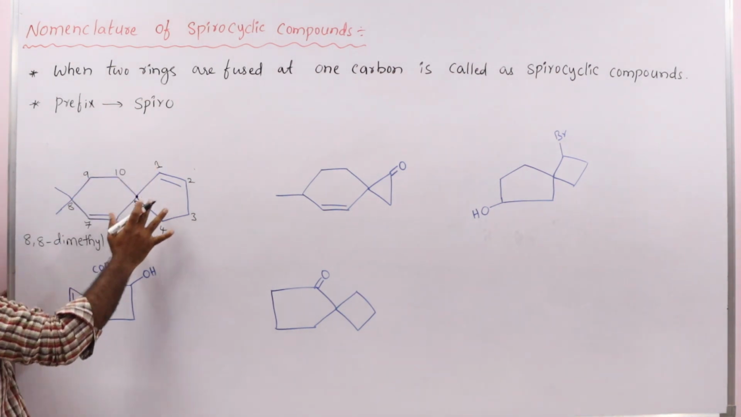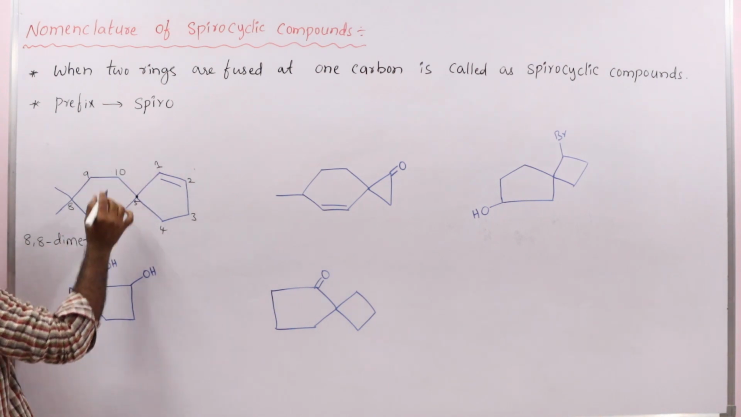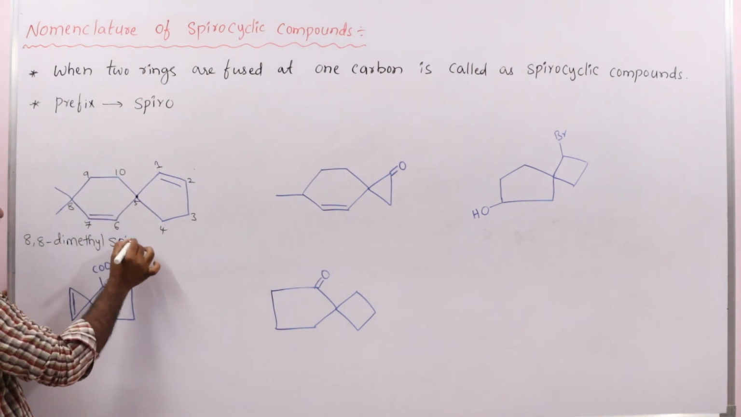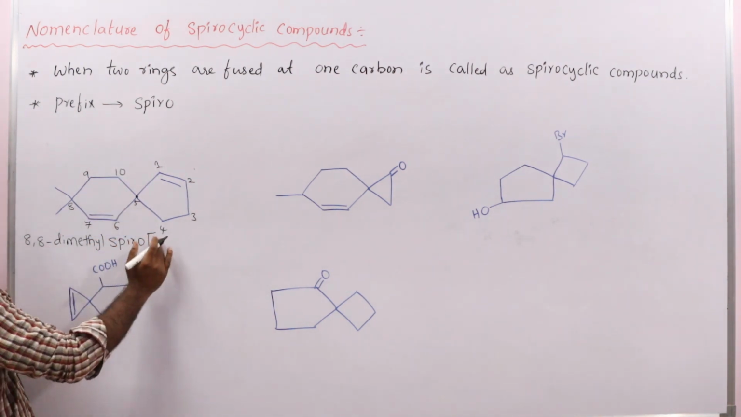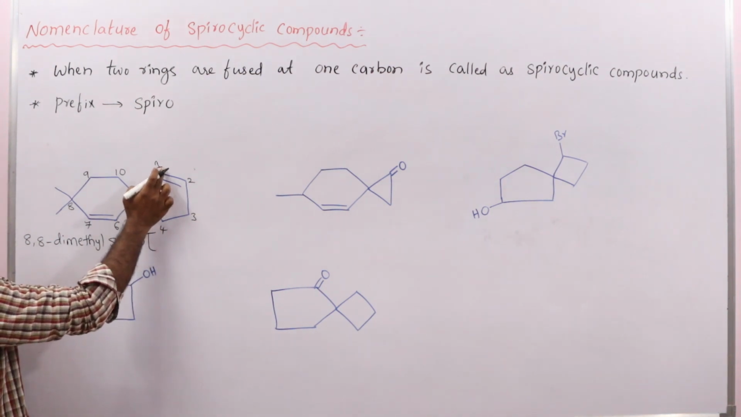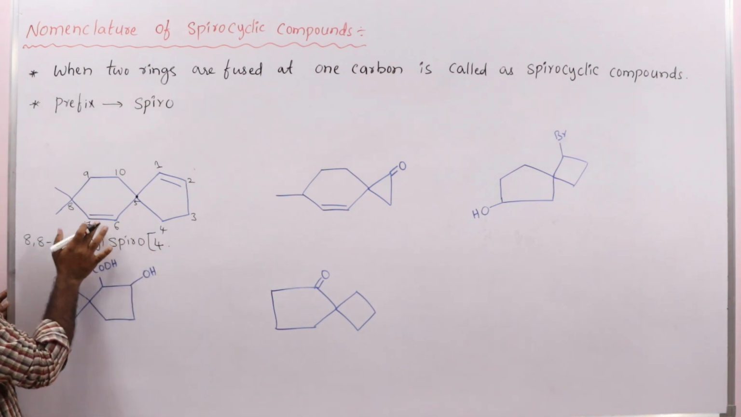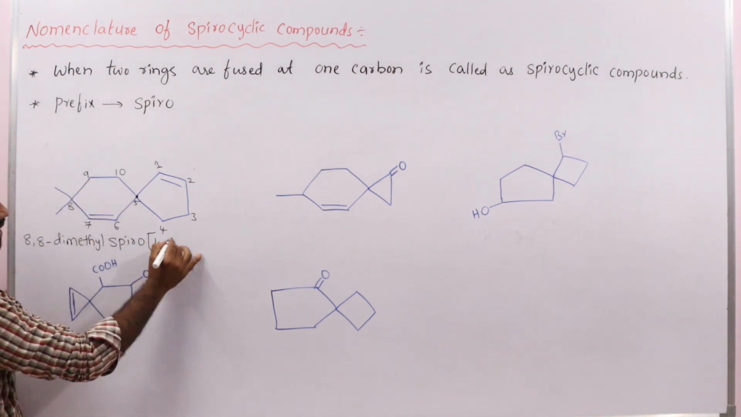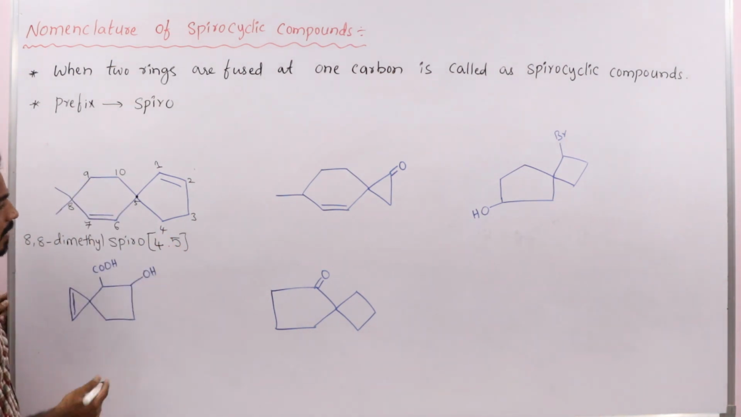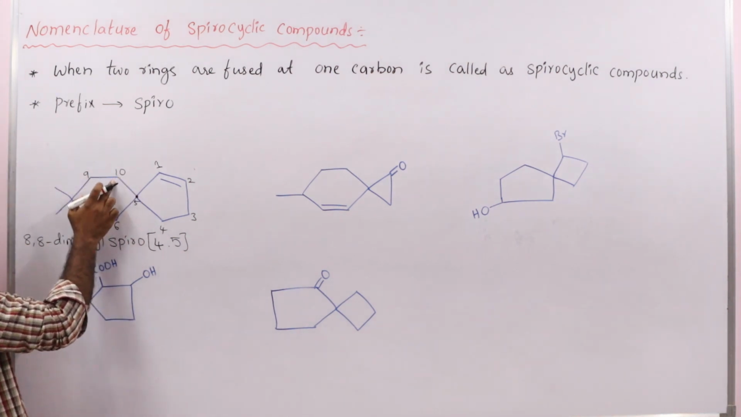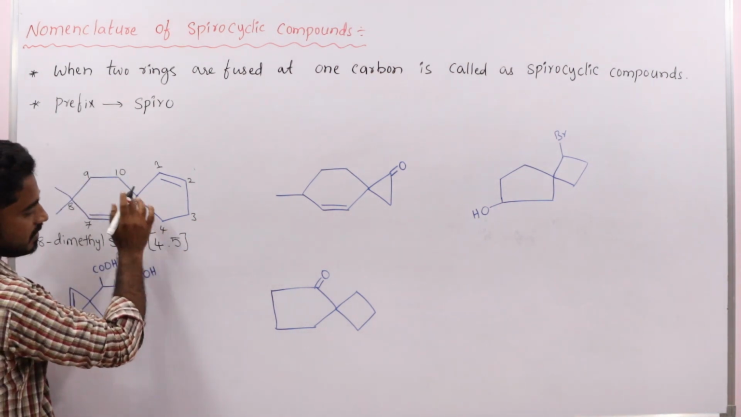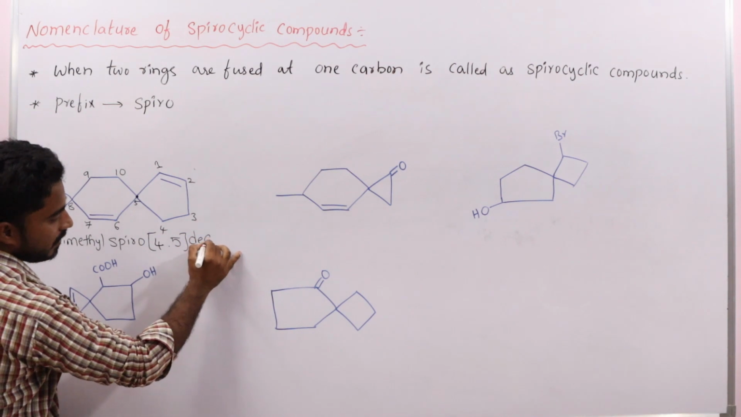Okay, for spirocyclic rings the prefix is spiro, in square brackets, and in ascending order we have to write the ring sizes: 1, 2, 3, 4, 4 carbons, then 1, 2, 3, 4, 5, 5 carbons, so 4.5. So what is the root word here? 10 carbons are there, that's why the root word is dec.